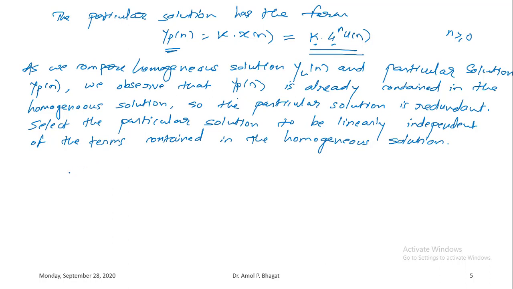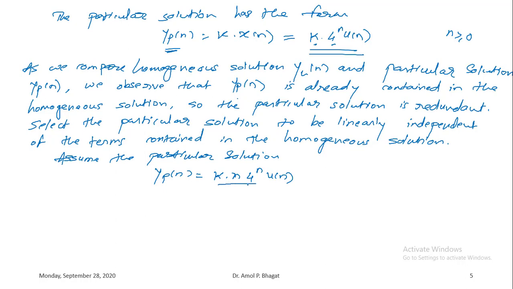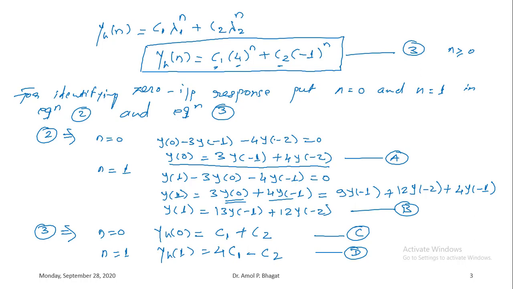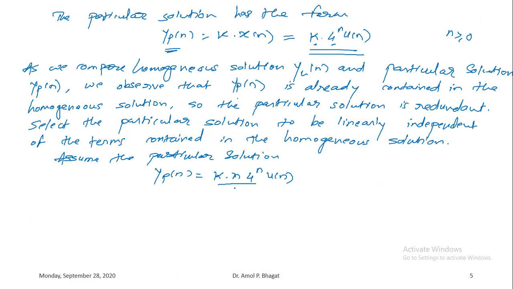So simply we'll modify the particular solution. We'll assume the particular solution as yp of n equals k multiplied by n, we simply multiply this particular solution with the time variable, that is small n. The remaining term will be as it is, 4 raised to power n into u of n. So if you compare this with the homogeneous solution, this term, constant multiplied by time multiplied by 4 raised to power n, will be different from the constant multiplied by 4 raised to the power n, because the value of this term depends on time, that is small n.